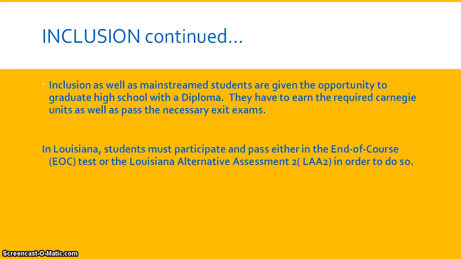Continued inclusion, as well as mainstream students, are given the opportunity to graduate high school with a diploma. They have to earn the required Carnegie units as well as pass the necessary exit exams. In Louisiana, students must participate in and pass either the end of course, EOC, test or the Louisiana Alternate Assessment to do so.